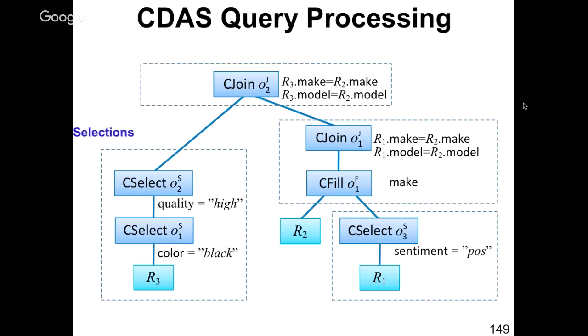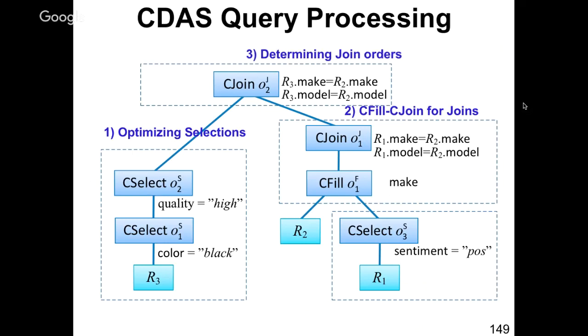To this end, CDAS has some optimization techniques for the selection queries, a CFIL and CJoin framework for the join predicates, and a latency-aware framework for determining the join orders.